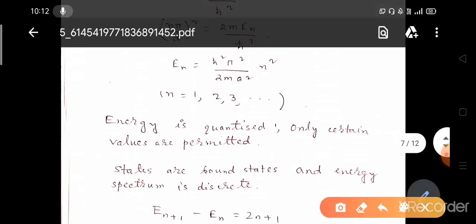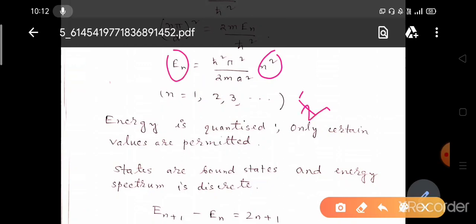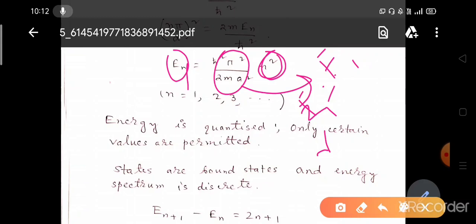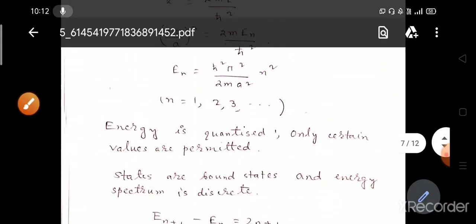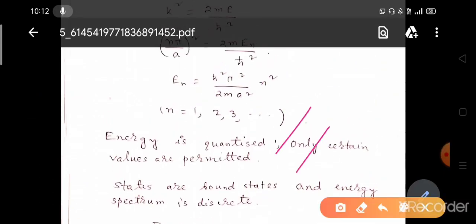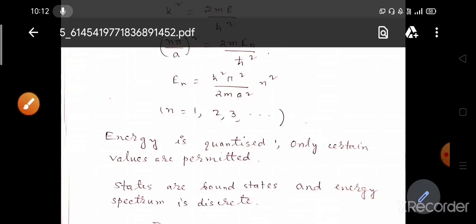Now mathematically, as n increases, En will also increase. Suppose we take this as E1, so n equals 1 gives E1. For n equals 2, E2 will be 2 square into E1, that is 4E1. For n equals 3, that will be 9E1. So the energy increases with the increase of the quantum number n.